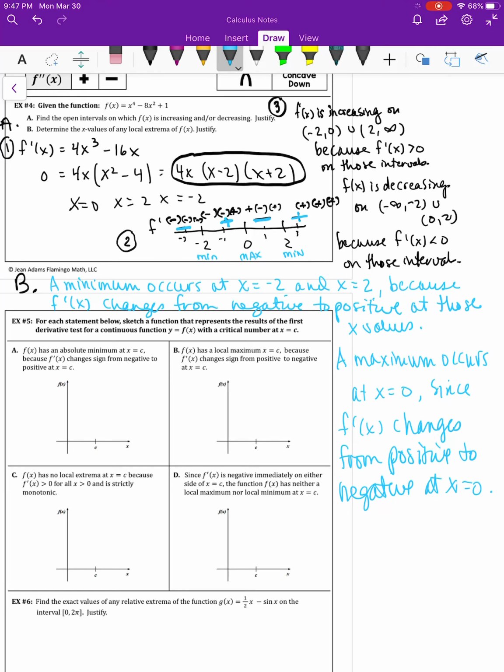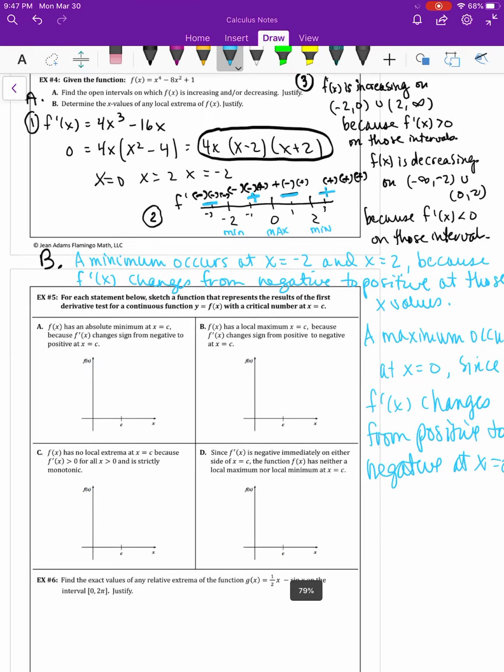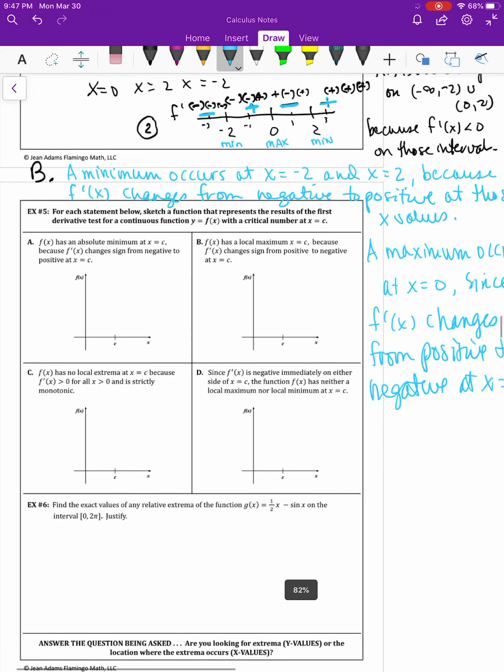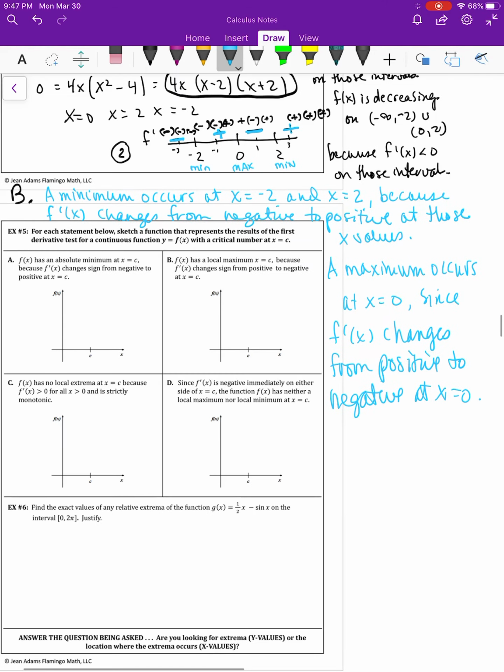Okay? And basically, that is using your first derivative test, because that's what your first derivative test says. If you've got a critical point and your derivative changes from negative to positive at that critical point, it's a minimum. If your derivative changes from positive to negative at the critical point, then it's a maximum. All right, so let's go to example number 5.